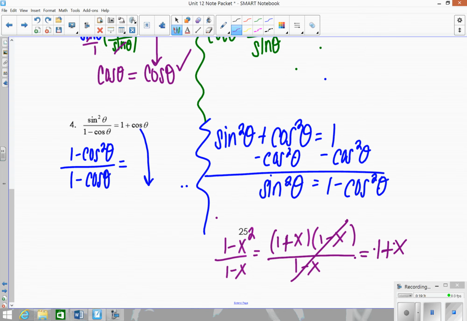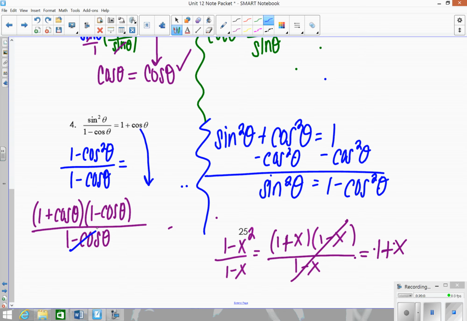So instead of doing it with x's, let's do it with the cosine acting as my variable. So this is the difference of perfect squares, so I have 1 plus cosine theta, and then 1 minus cosine theta, because I'm taking the square root, doing plus or minus in between. I keep the bottom. And then these cancel, and I'm left with 1 plus cosine theta, carrying this bottom part down all the way. We have 1 plus cosine theta, so this checks out and it works. It's an identity.